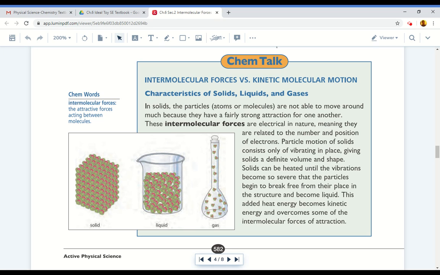Solids can be heated until the vibrations become so severe that the particles begin to break free from their place in the structure and become liquid. This added heat energy becomes kinetic energy and overcomes some of the intermolecular forces of attraction.